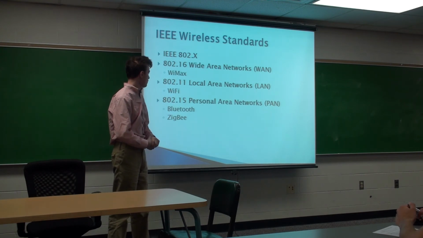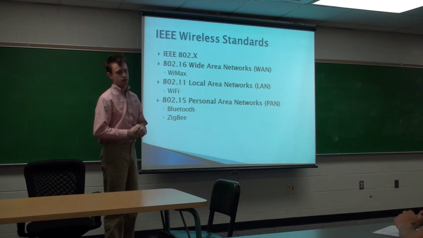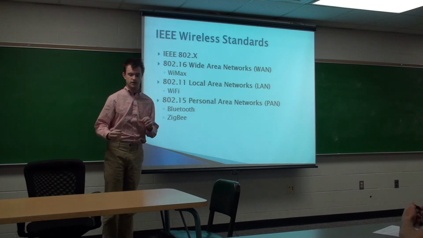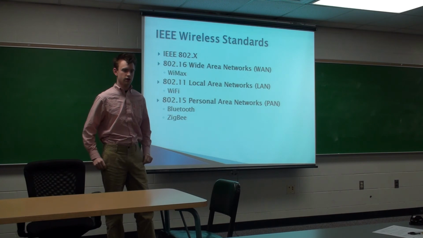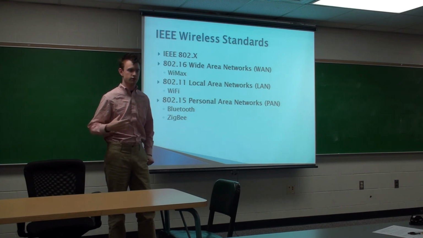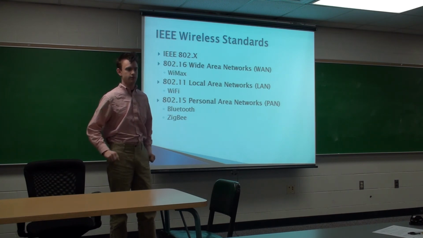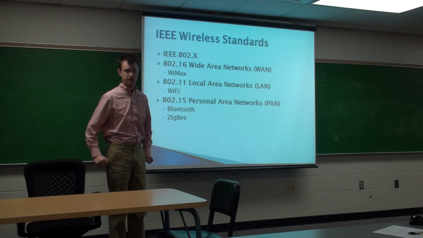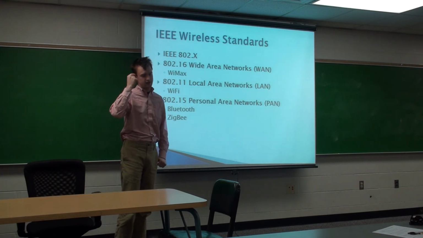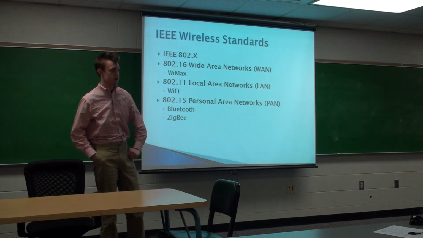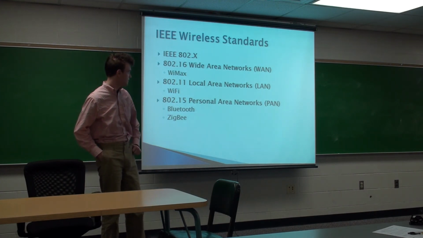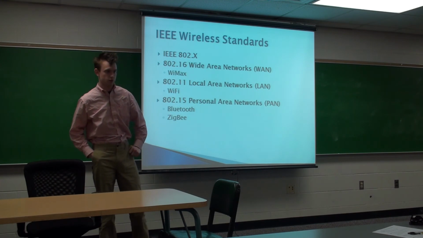802.15 is what's called personal area networking. These are just small networks that are intended to be used around your own peripheral space around the human body. Typically things like these devices you wear on your head that communicate with your cell phone. 802.15.1 is Bluetooth. 802.15.4 is ZigBee, which is what we're working with.